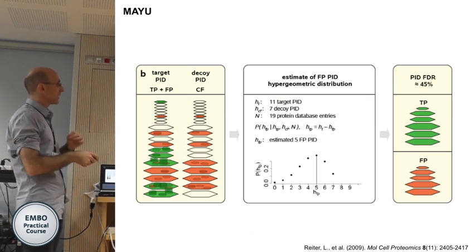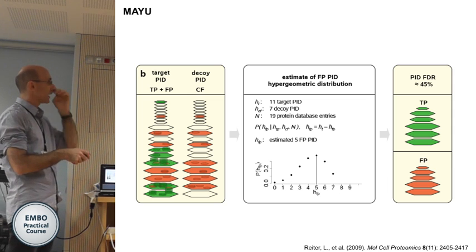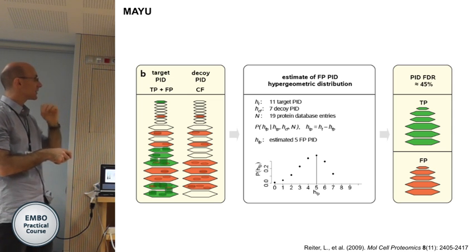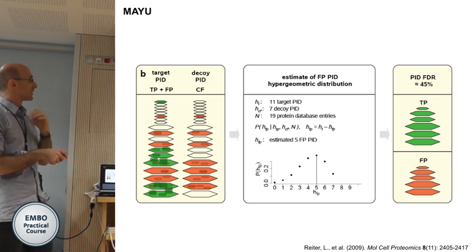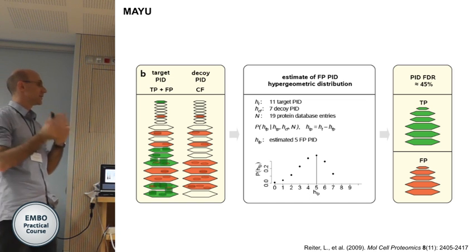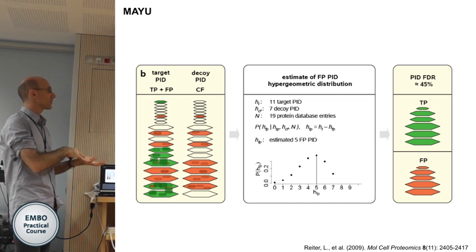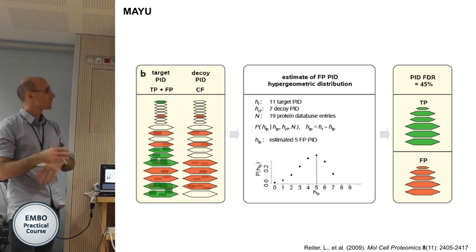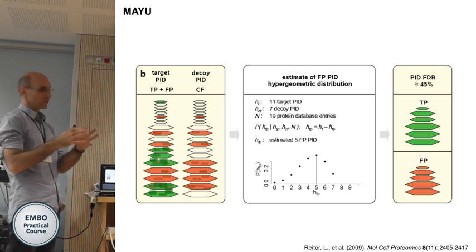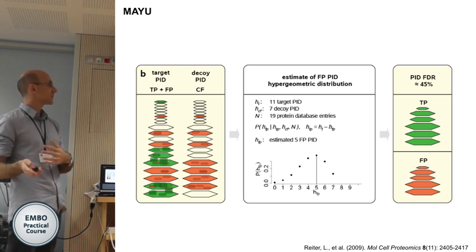And what Mayu does is basically control this with statistical methods, and you switch from the false discovery rate on the spectra matches to the false discovery rate on the protein matches, to be much more conservative in the assays that you transfer to your library.